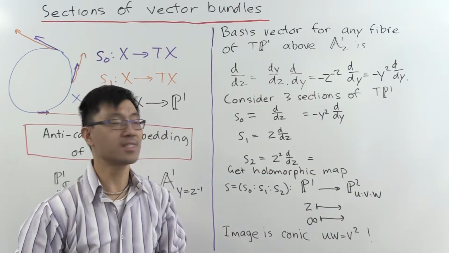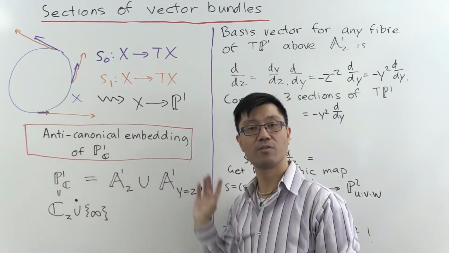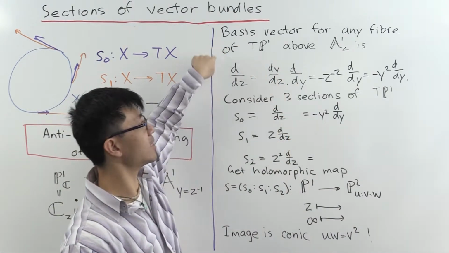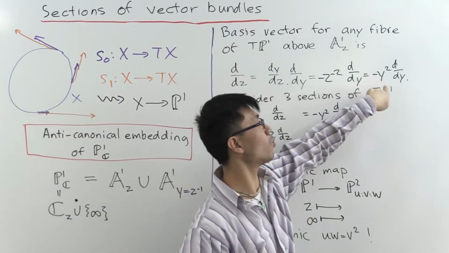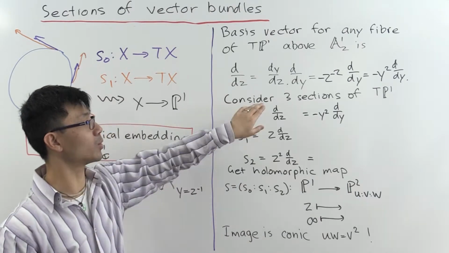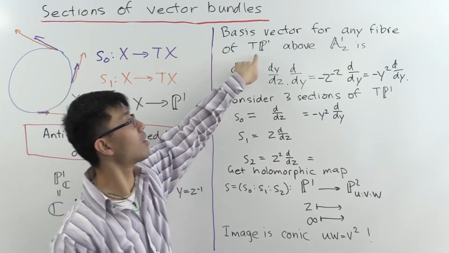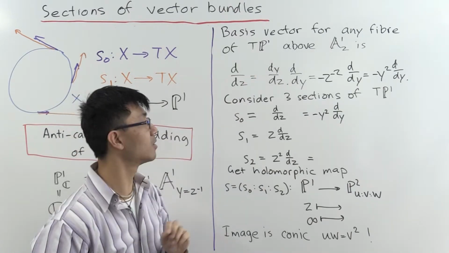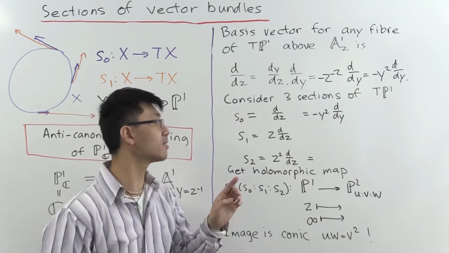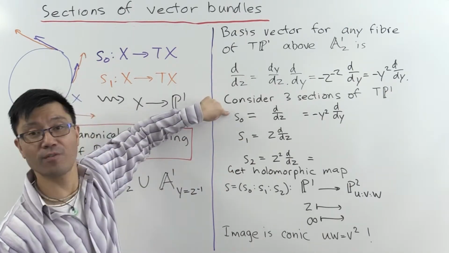Okay, so that's our change of variables formula when you slide from this patch over to this patch. d/dz becomes minus y squared d/dy. Okay, so now what do we need to do? We need to give some sections of this vector bundle here, this line bundle. And I'm going to give you 3 of them, S0, S1, and S2.